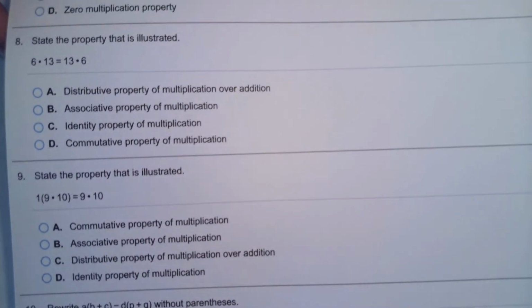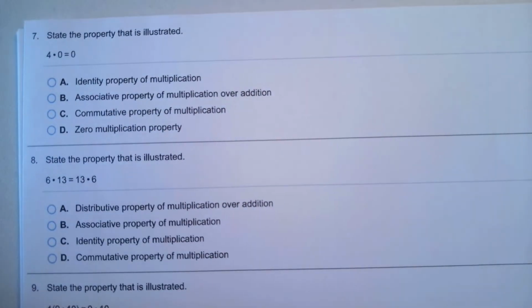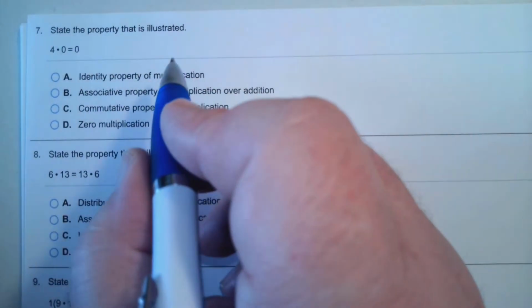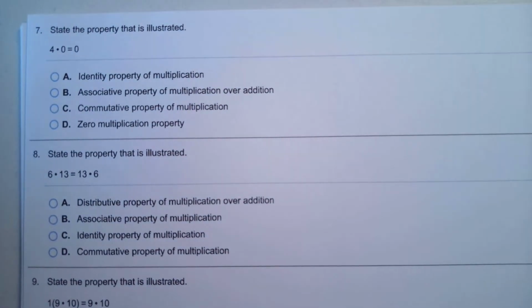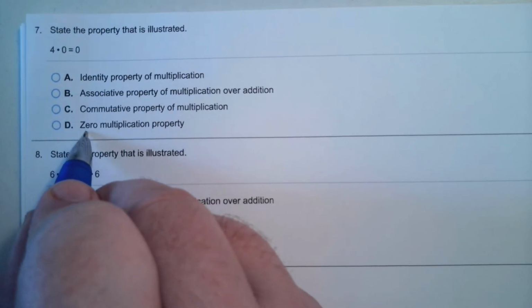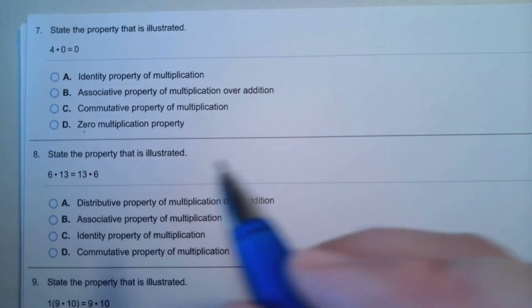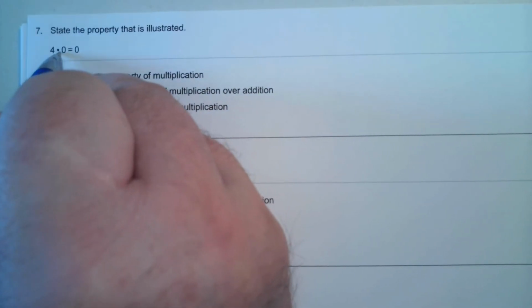All right, the next set of questions. State the property illustrated. 4 times 0. Okay, so this is the zero multiplication property, because anything times 0 is 0.